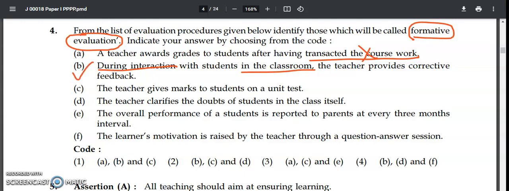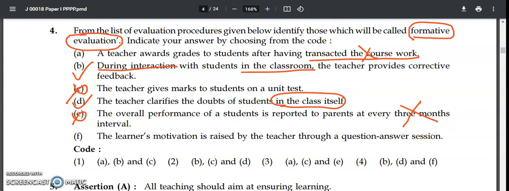Coming to C, the teacher gives marks to the students on the unit test. After completion of the unit, conducting the exam doesn't come under the formative evaluation. D, the teacher clarifies the doubts of the students in the class itself. Okay, in the class itself will be the correct one. E, the overall performance of the students is reported every 3 months. Every 3 months is not at all a suitable one. Formative evaluation means while the class is going on. So E is also wrong.